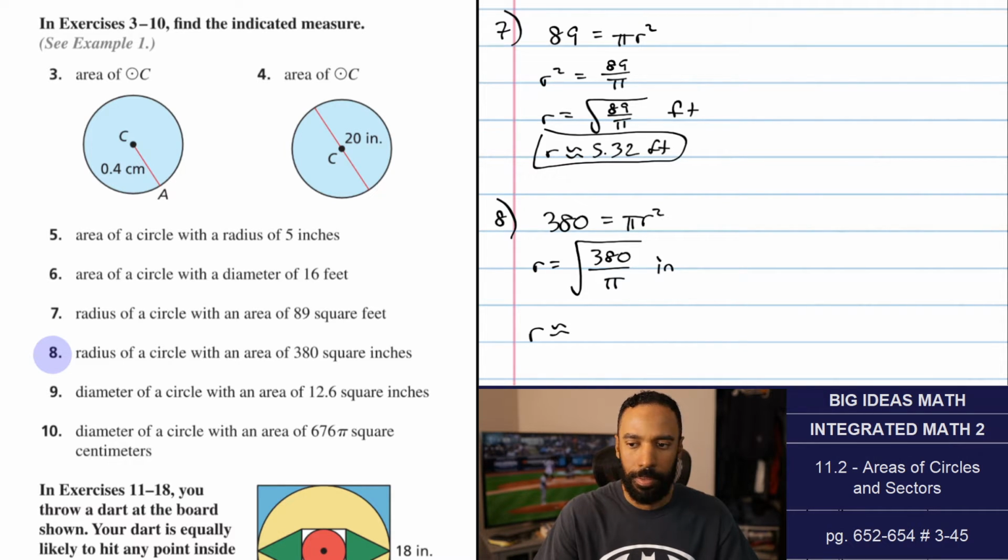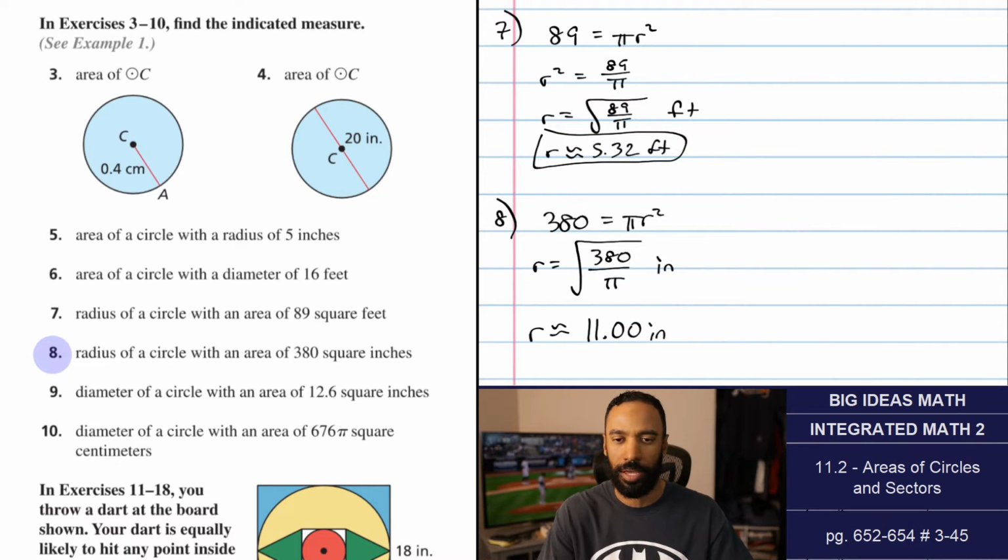So inches, and then that approximates to, this time I'll just whip it up really fast. So 380 over pi. 10.998, so that's going to be around 11 inches. Okay, that's how this thing rounds. Actually, I will show you that. I want to make sure you understand the rounding on that.